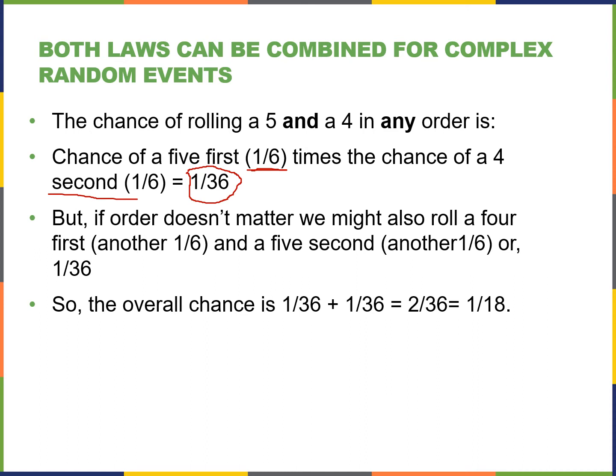But if order doesn't matter and we want to see if we can roll a 5 and a 4 first or a 4 and a 5 first, then we have to combine the rules that we've learned. So we could roll a 4 first. That's another 1 in 6 chance. And we could roll a 5 second, another 1 in 6 chance, leaving us with another 1 in 36 chance. So again, we use the multiplicative laws here, and now down here we're going to use the additive law. The overall chance of getting a 5 and 4 in any order: all we have to do is add what we found from the multiplicative law together. So 1 out of 36 plus 1 out of 36 gives us 2 out of 36, and then we reduce it to simplest terms, and we get 1 out of 18. Better than that 1 out of 36, but still the odds are more likely against you that you're not going to be able to do that.